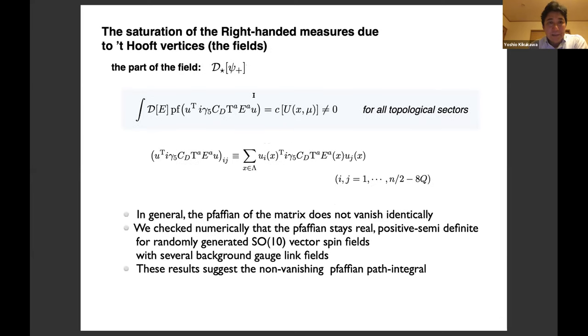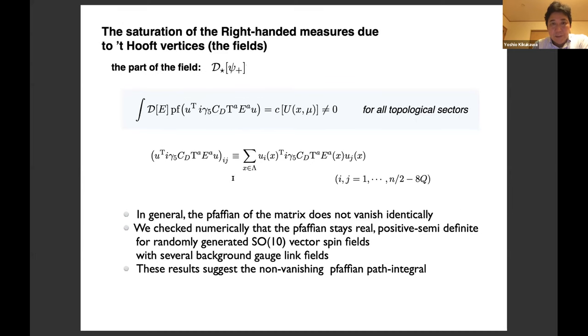The next part, let me discuss the field part, the right-handed field part. In this case, the basis vector can depend on the gauge field because the projection operator can depend on the gauge field. And this matrix is, as I said, an anti-symmetric square matrix with a variable size, but the size is even. So this Pfaffian does not vanish identically in general.